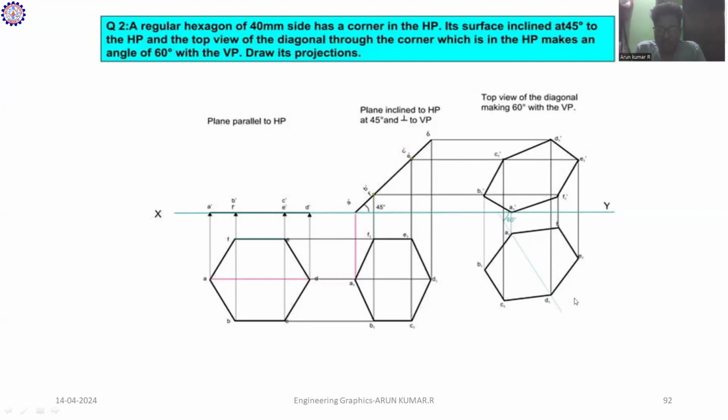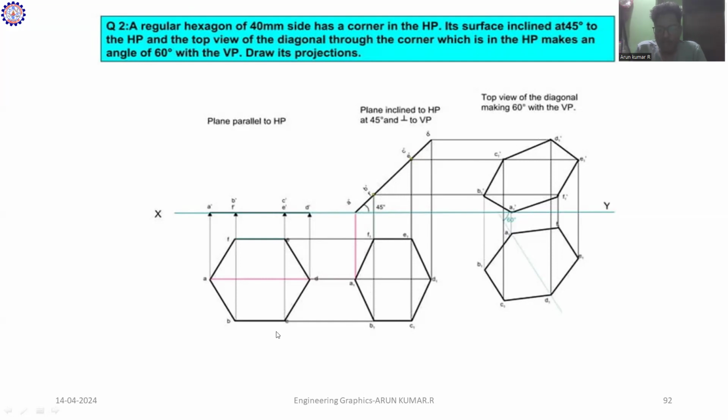Once we construct the fifth step of the top view according to the condition of 60 degrees, we draw the vertical line towards the vertical plane and draw the horizontal line. Considering all the points, for example, B1 is meeting with B1 dash, C1 with C1 dash, D1 with D1 dash, E1 with E1 dash, F1 with F1 dash, and A1 with A1 dash. By constructing all the lines and joining them together, we get the final view of this projection.